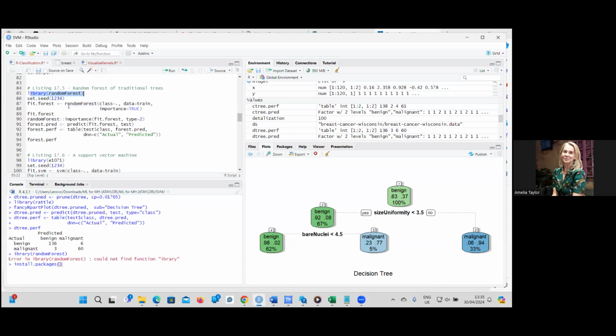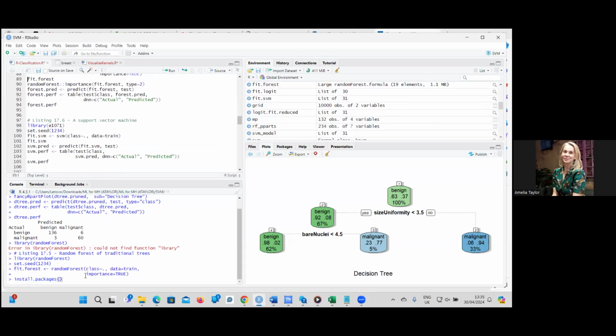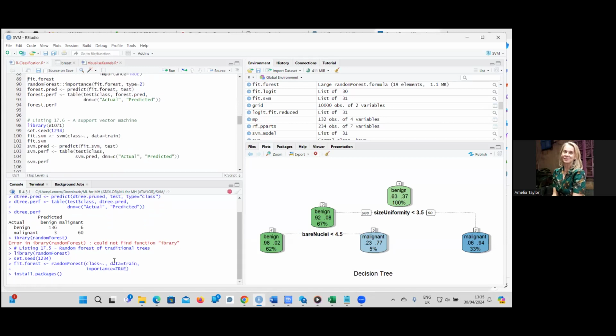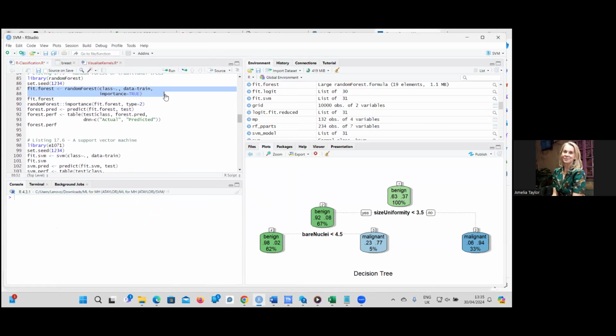I'm going to run this. Again, you set the seed again and feed. I'm not sure why this install packages keeps coming up for me. Let me just clear this. This function here builds your forest for you. So you're not actually controlling how many trees are being built. You're simply allowing the algorithm to do that work for you.